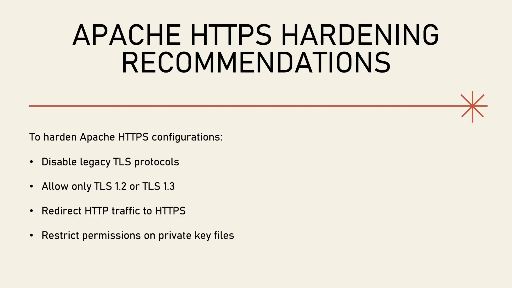Apache HTTPS hardening recommendations. To harden Apache HTTPS, outdated protocols such as SSLv2 and SSLv3 should be disabled. File and directory permissions should be restricted so Apache only accesses required resources. Enabling security headers like HSTS helps enforce HTTPS connections. These practices help protect the server even if vulnerabilities exist in the application.